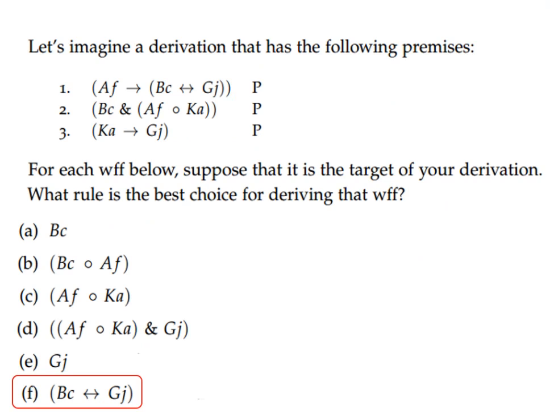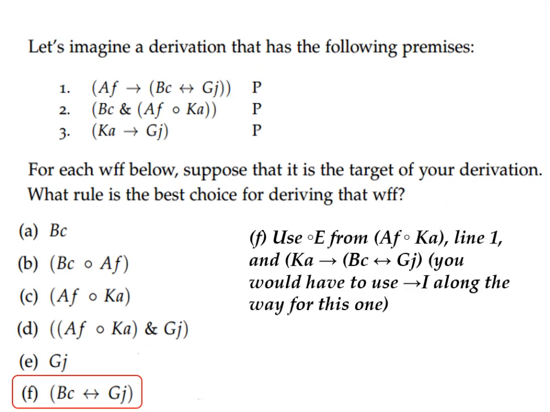Now, this is a really hard problem, and I'll show you why. You have to do disjunction elimination again on the last line. The reason why is because this is what I need to get. Now, notice that AF is leading to the target that I want. AF is in a disjunction. And so what I'm going to have to do is create a conditional where KA leads to the same thing, BC double arrow GJ. So I'm going to have to use arrow introduction again in this one along the way.